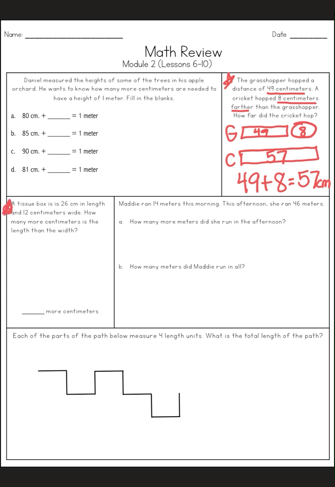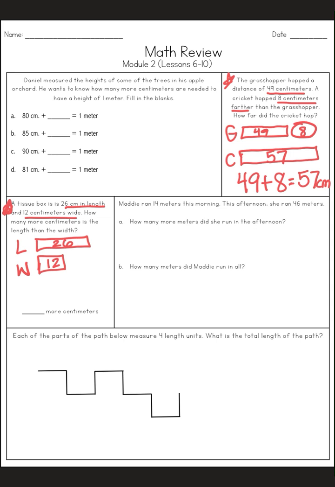So right here, a tissue box is 26 centimeters in length and 12 centimeters wide. How many more centimeters is the length than the width? So we have a tissue box. We have length and we have width. The length is 26 centimeters. The width is 12.